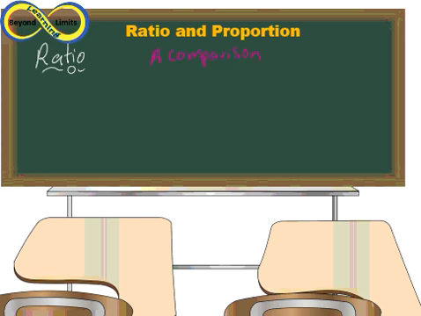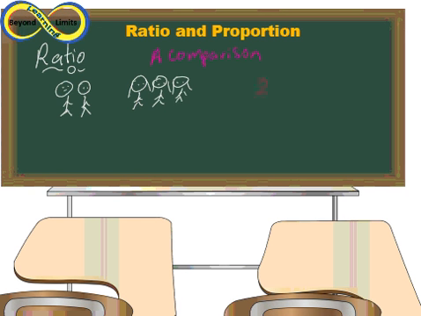What is a ratio? A ratio is a comparison of two quantities. So I could be comparing boys and girls. So let's say I have two boys and over here I have three girls, and I'm making this comparison using ratio. So I can say I have in this class a ratio of boys to girls, and I can represent this ratio in different forms.